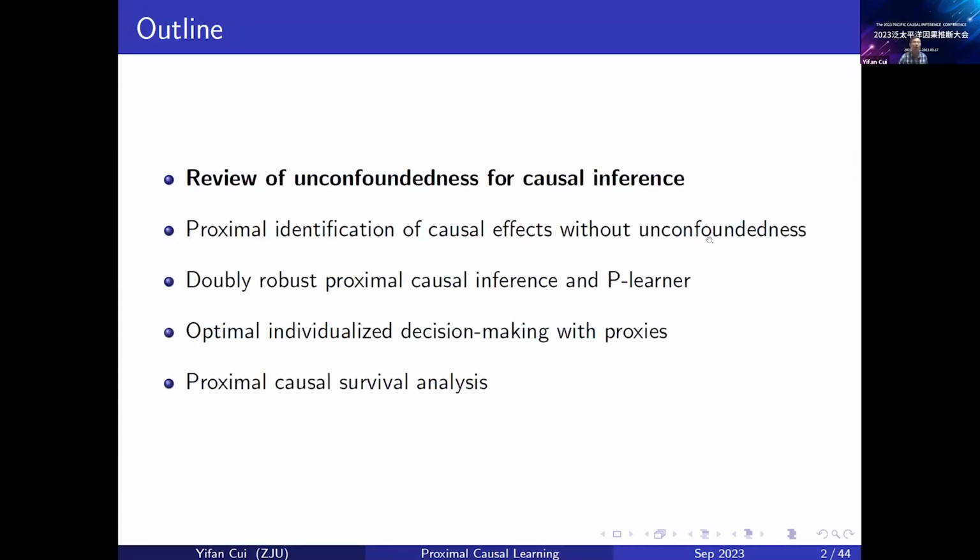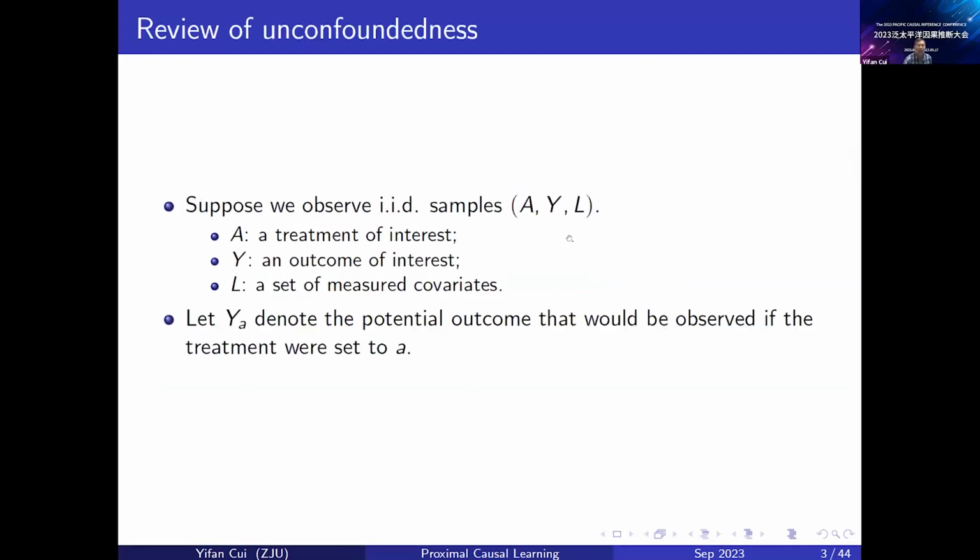The outline is as follows. I will first briefly review unconfoundedness, this important concept in causal inference, and then talk about what proximal causal inference and proximal identification are. Then I will also talk about doubly robust proximal causal inference and our proposed p-learner to estimate heterogeneous treatment effect. Due to the time limit, I might skip the last two parts on individualized decision-making and survival analysis.